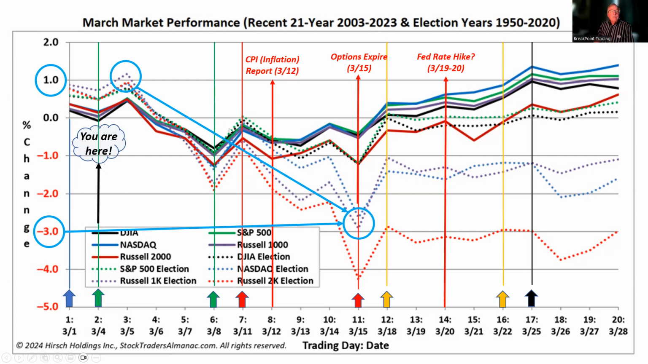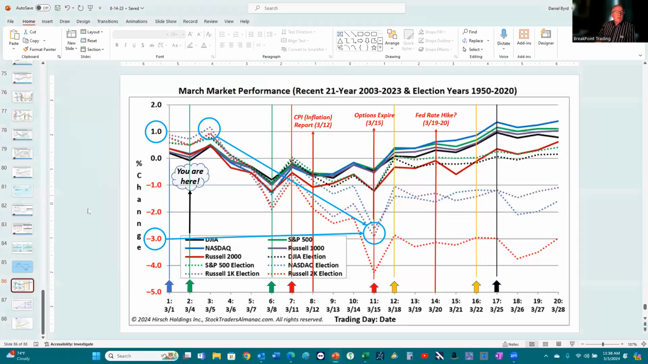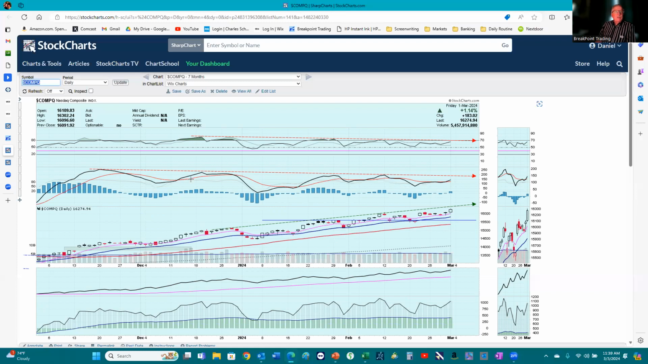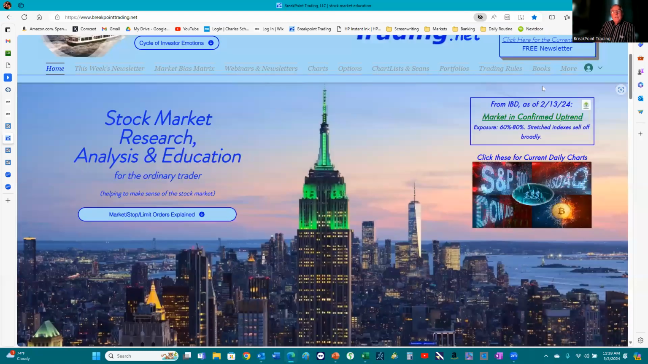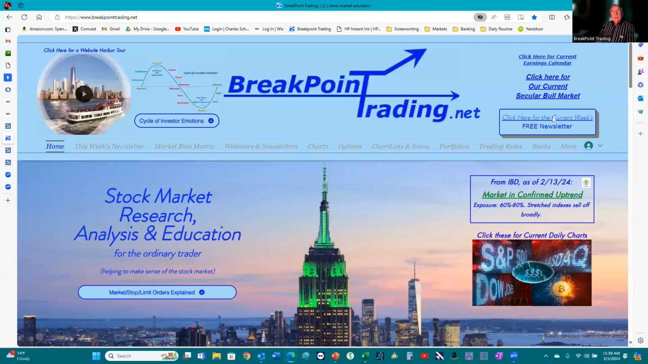Doesn't mean it's going to happen. This might be an anomaly year. This might be the one year where it goes higher instead. And it could, but with those negative divergences and everything else that's going on, I think the market is due for a pullback, although I don't think it's going to be a huge one. So let's go back over here and go to the newsletter again.